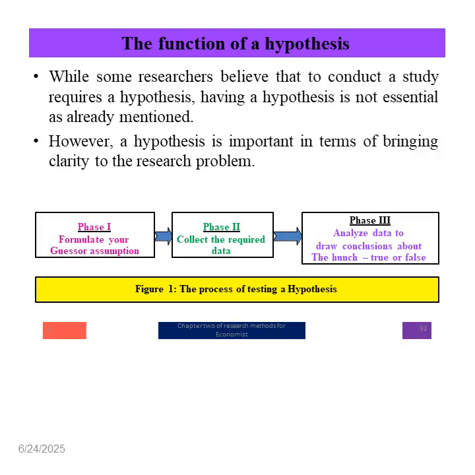In phase 1, you formulate your guesses or your assumptions. You assume or you guess. Then in phase 2, you collect the required data. In phase 3, you analyze the data to draw conclusions about the hunch or guess, whether true or false. This is the process of testing a hypothesis.